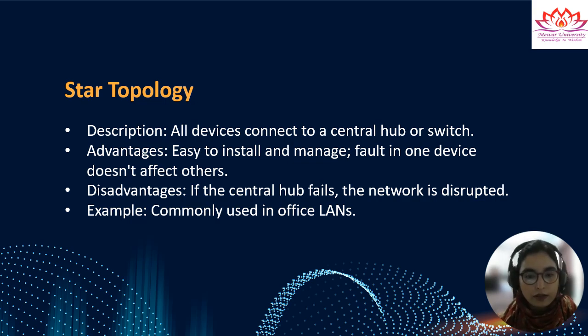Now, first one is the star topology. In star topology, every device is connected to a central hub or switch. This is one of the most common topologies used in home and office networks. The biggest advantage is that if one device fails, the rest of the network continues working. It is easy to manage and expand. The downside is that if the central hub fails, the entire network goes down, and it is commonly used in office LANs.